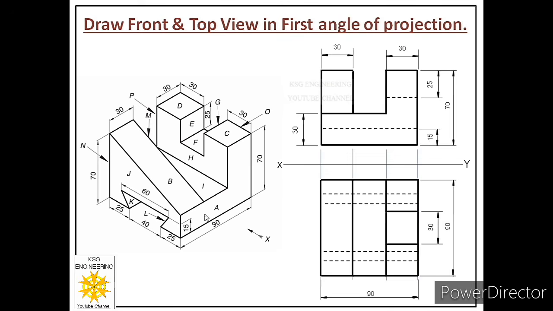After that we have to show the dimensions of these hidden lines as well. So we will place these dimensions: this is 25 mm from behind, this is 25 mm from front, this is 15 mm from behind, and this is 15 mm from front.